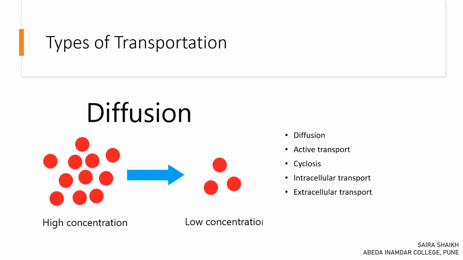In the diffusion process, material is transported from high concentration towards low concentration. When the available area is large and the surface is thin, diffusion is easy. In active transport, energy is utilized. So this transport is called active transport.